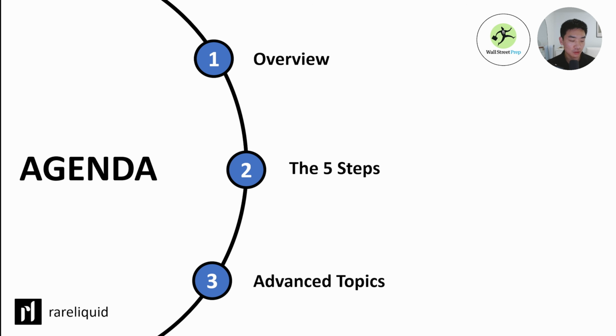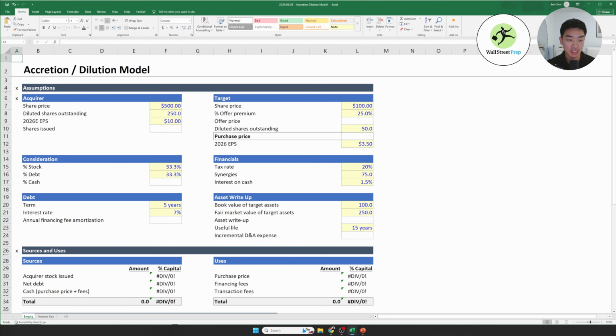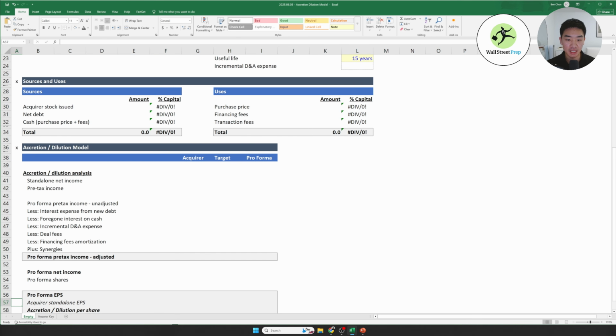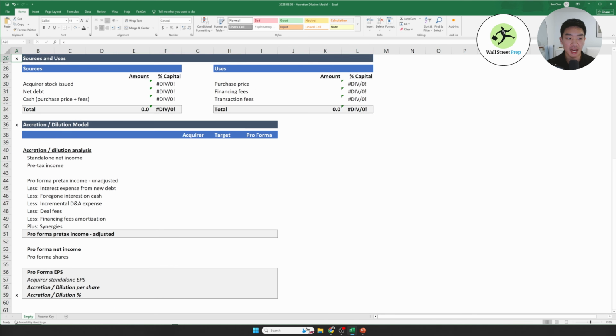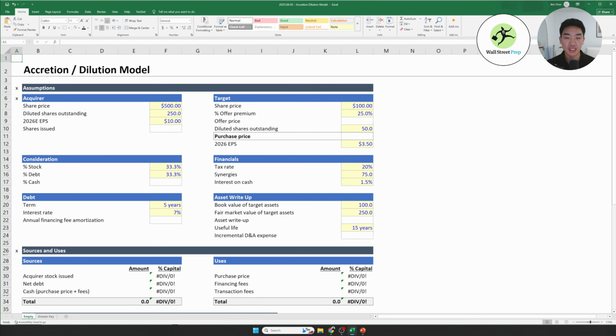Just to really show you what we're going to be going through, this is the model which you can download for free in the link down in the description below. It's a very basic accretion dilution model, and in future videos I'm going to have more advanced ones. So this is just a beginner one.